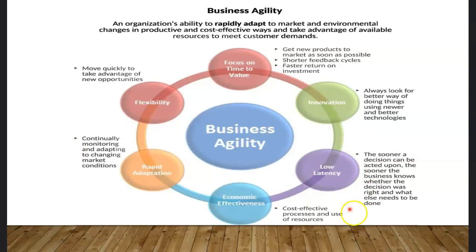We're going to look at low latency. What this refers to is the latency between when a business makes a decision and when they know if that decision was right or wrong. We look at that because the sooner a decision can be acted upon, the sooner the business knows whether that decision was right or wrong and what else needs to be done.